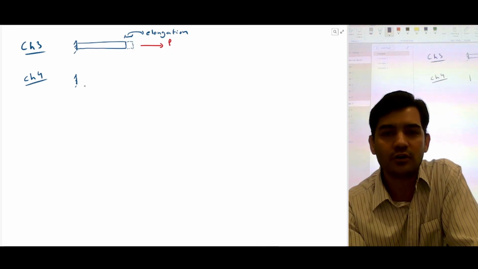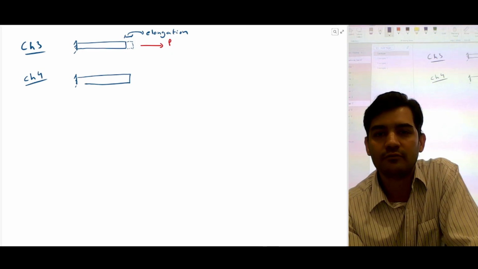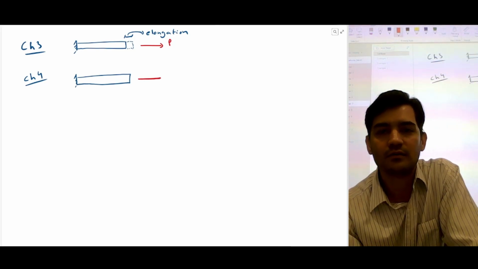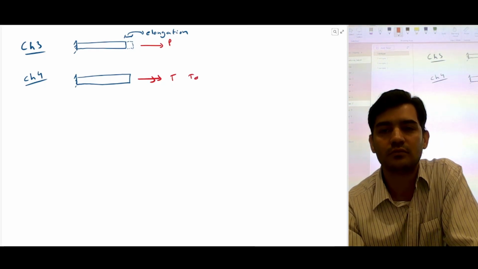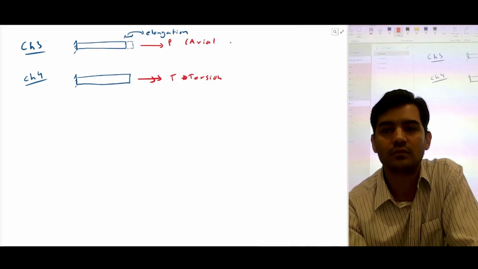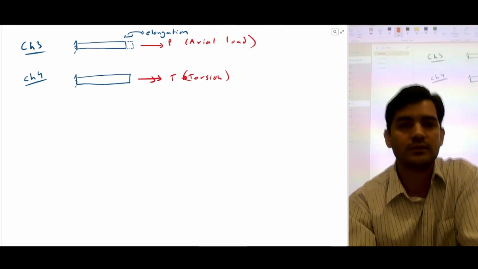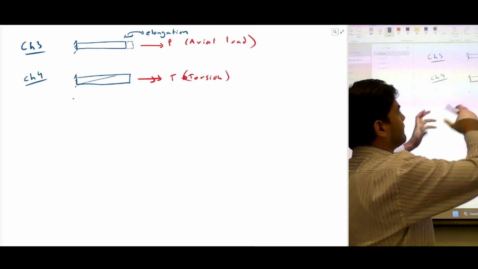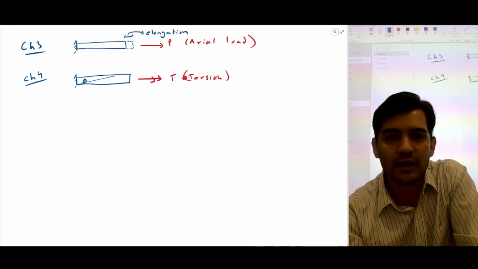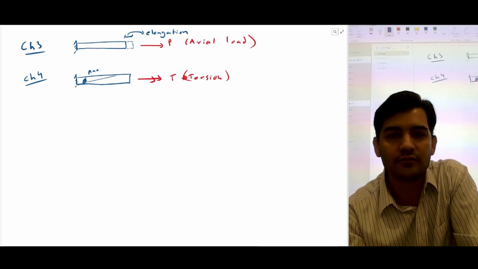In chapter 4 we had torsion. So because of the torsion, you were observing a twisting, right? So you were calculating angle of twist.